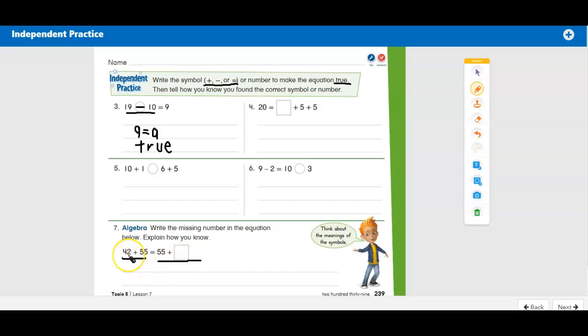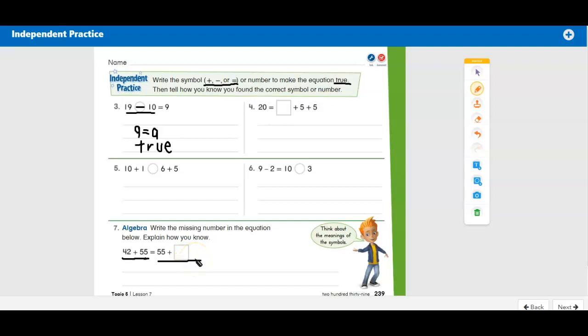In our first equation, we see 42 plus 55. In our next equation, we see 55 plus blank. Now, I just want you to notice, what do both of these equations have in common? What number do both sides of the equation have in common? They both have a 55. Do you see? 42 plus 55 and 55 plus blank.